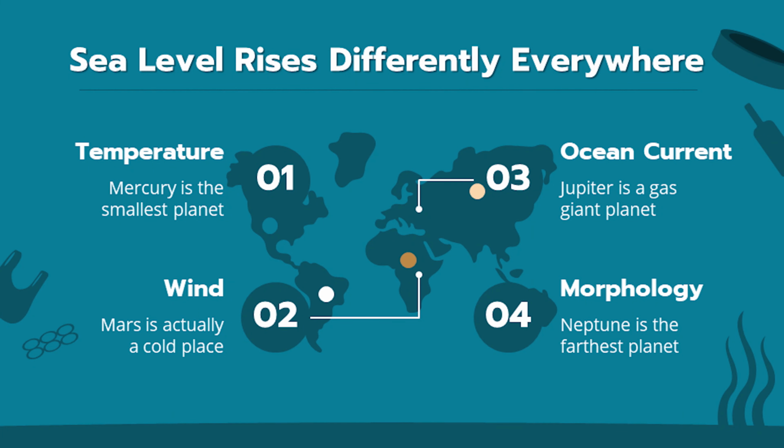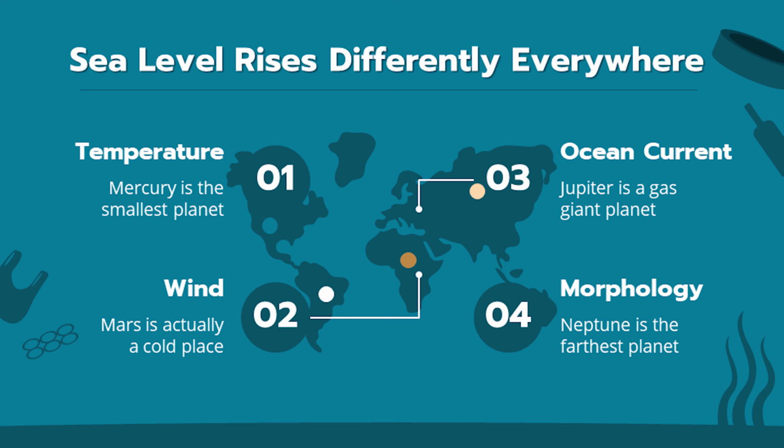When we analyze the global sea level rise phenomena, we can see the sea level rise is different in different parts of the world. These are mainly because of four different reasons. First, temperature. Because hot water is more voluminous than cold water, sea level in the tropics may rise faster.